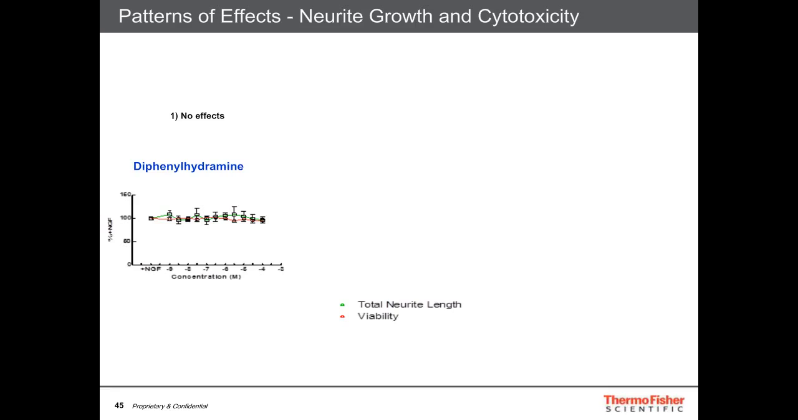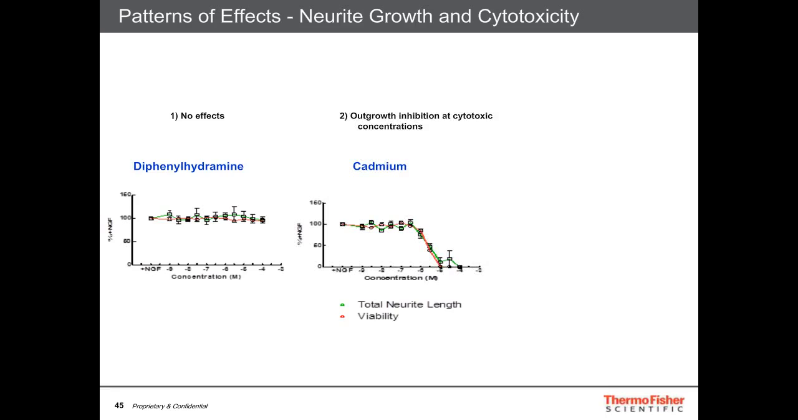And what you can see here is that from 1 nanomolar all the way to 100 micromolar, there was no change. What you see on the graph in green is total neurite length, and we can see all the way up to 100 micromolar, there is no change. And in red, that's the viability, so we're not losing any cells. We're also not seeing any change to total neurite length at any concentration tested.